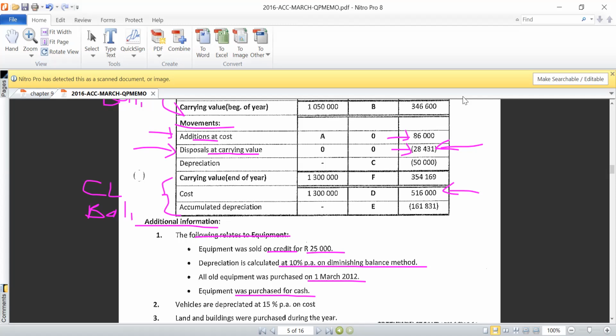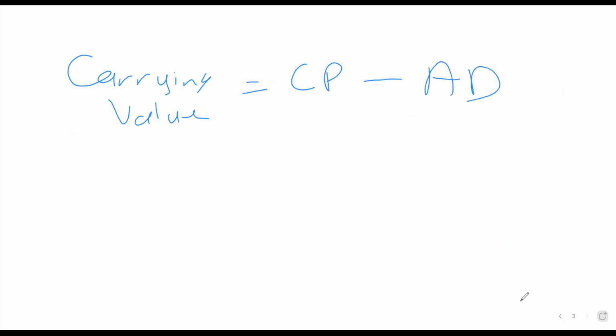Did you get the logic? Yes. So we have to get the carrying value. Actually, in accounting, when you want to calculate the carrying amount, the carrying value, what do we do? Carrying value is cost minus accumulated depreciation, cost price minus accumulated depreciation.